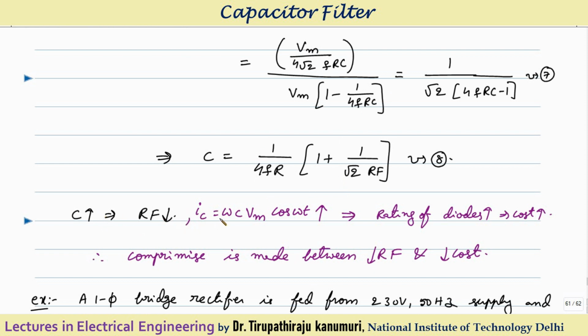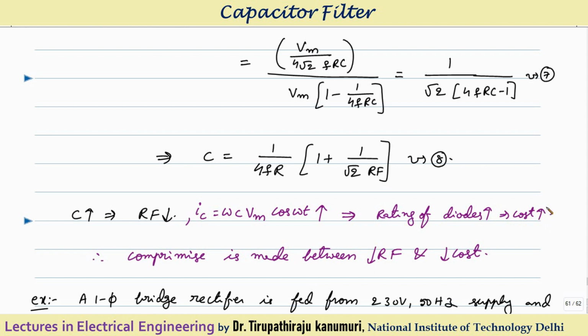we have seen the value of IC, the charging current of the capacitor, is omega C V maximum cos omega t, because when the thyristor or the diodes are conducting, along with the load current they should supply this charging current also. That means the diode should supply load current plus the charging current. So if the value of C is increased, automatically the value of IC is increased. That means the rating of the diodes will increase. When the rating of the diodes increases, the cost of the circuit increases.